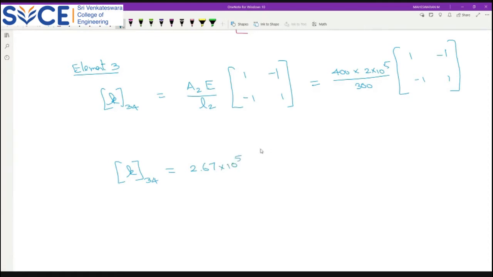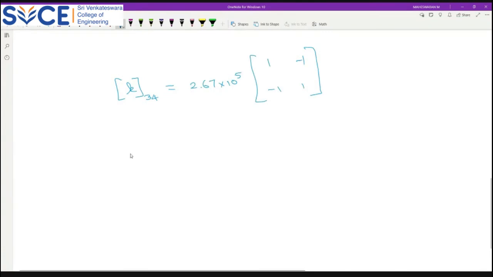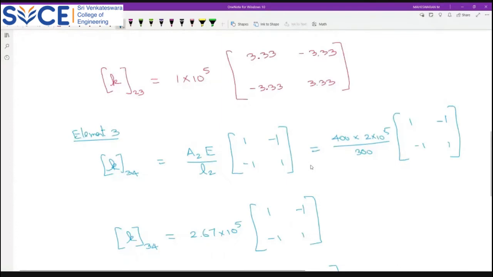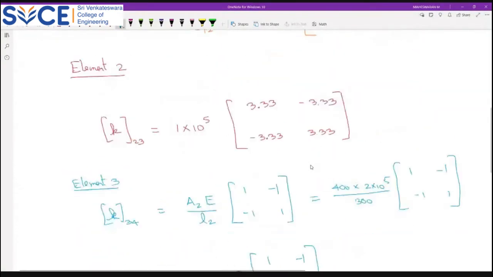Hope 10 power 5 is common, right? Yes, sir. Minus 1, minus 1, 1. So which means I can rewrite this. K3 is equal to, I'm taking only 1 into 10 power 5 as a common term, remaining putting inside. So 2.67, minus 2.67, minus 2.67 and 2.67. Okay, so the step is over.